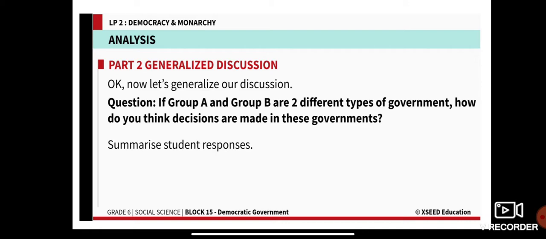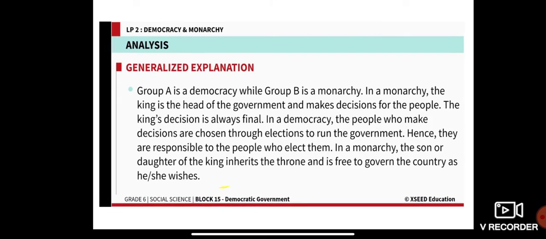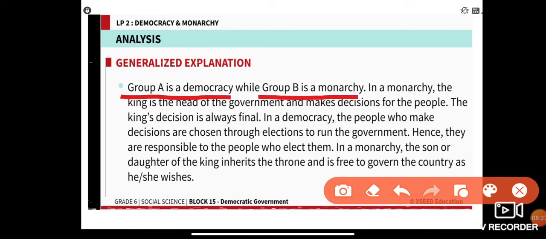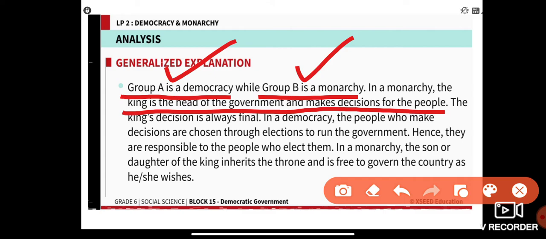Okay, now please listen to me carefully. Group A is a democracy, but group B is a monarchy. Means there are two different governments. Yes or no? One is democracy, one is monarchy. In a monarchy, the king is the head of the government and he makes all the decisions for the people. The king's decision is always final.